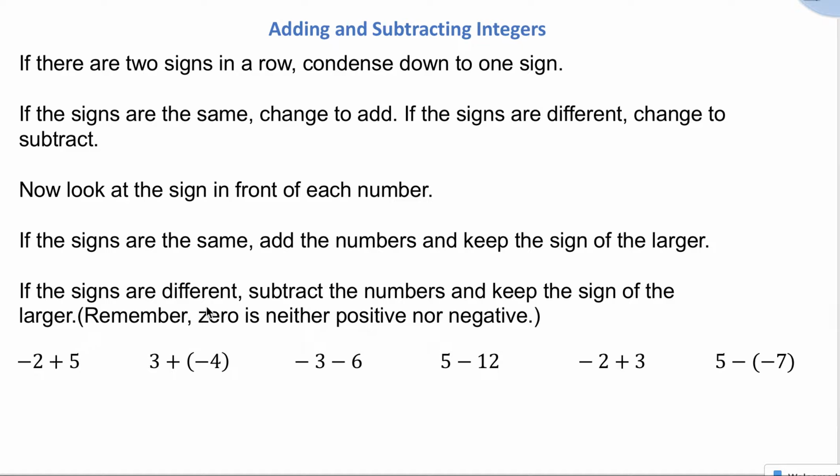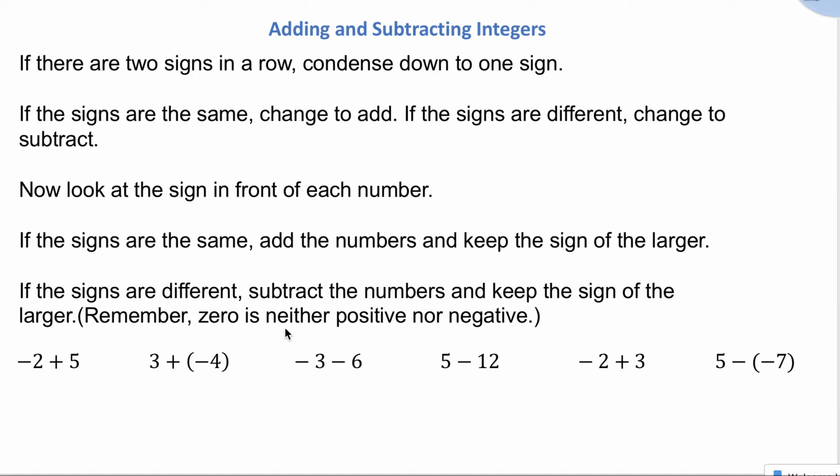Now, once you get it down to one sign, you look at the sign in front of each number. Exact same rule. If the signs are the same, plus the numbers. Okay? If the signs are different, minus the numbers. And you always keep the sign of the larger number. Remembering, if you get a 0, it's neither a positive nor negative.